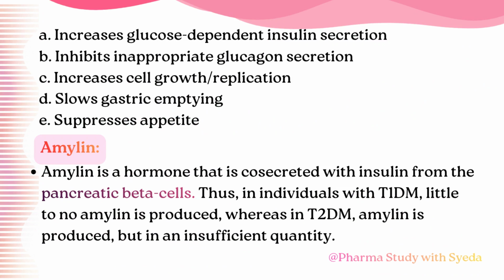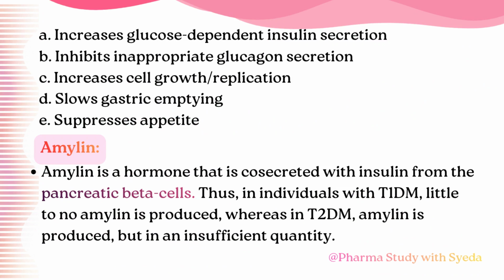First, it increases glucose-dependent insulin secretion, meaning it stimulates insulin release only when blood glucose levels are elevated. Second, it inhibits inappropriate glucagon secretion, preventing excess glucose production by the liver. It also promotes cell growth and replication, supporting pancreatic beta cell function. In addition, GLP-1 slows gastric emptying, which helps control the rise in blood sugar after meals. Finally, it suppresses appetite, contributing to better weight and glucose management.